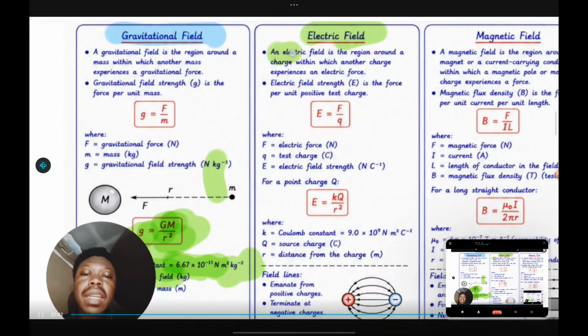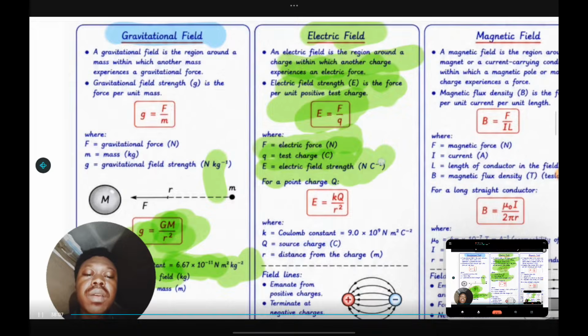Then electric field. An electric field is the region around a charge within which another charge experiences an electric force. Electric field strength is E, and it is force per unit positive charge. So this is your formula for electric field, where F is electric force in Newton, Q is your test charge in Coulomb, and E is electric field strength in Newton per Coulomb. For a point charge Q, I have E equals K, this is a constant, multiplied by Q over r squared.